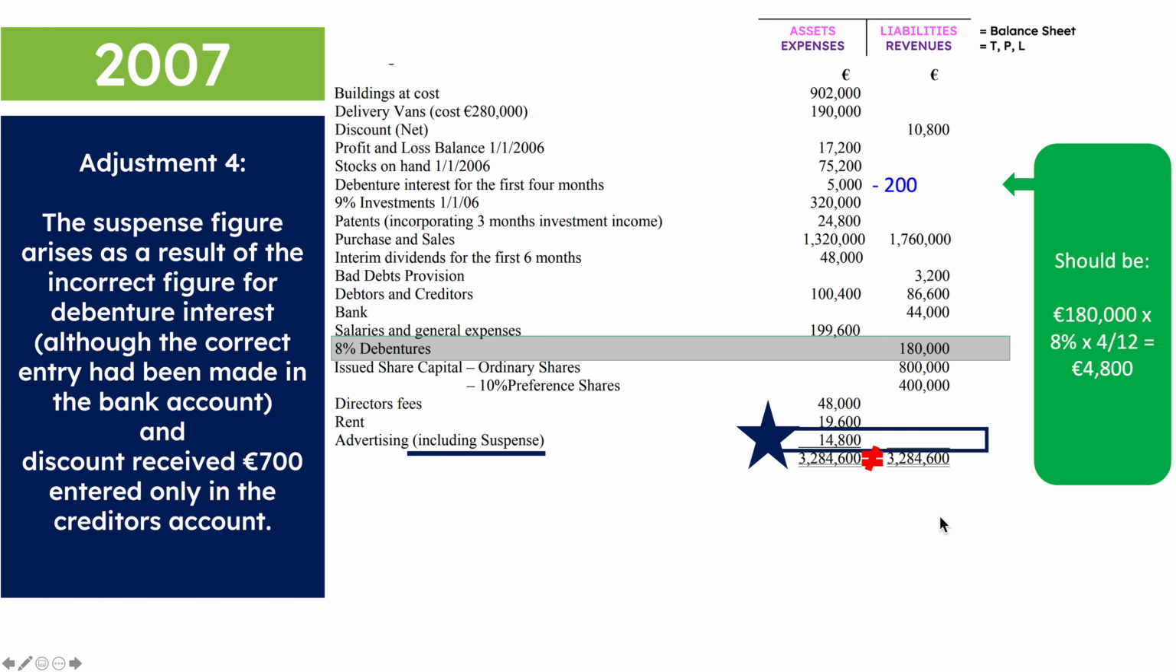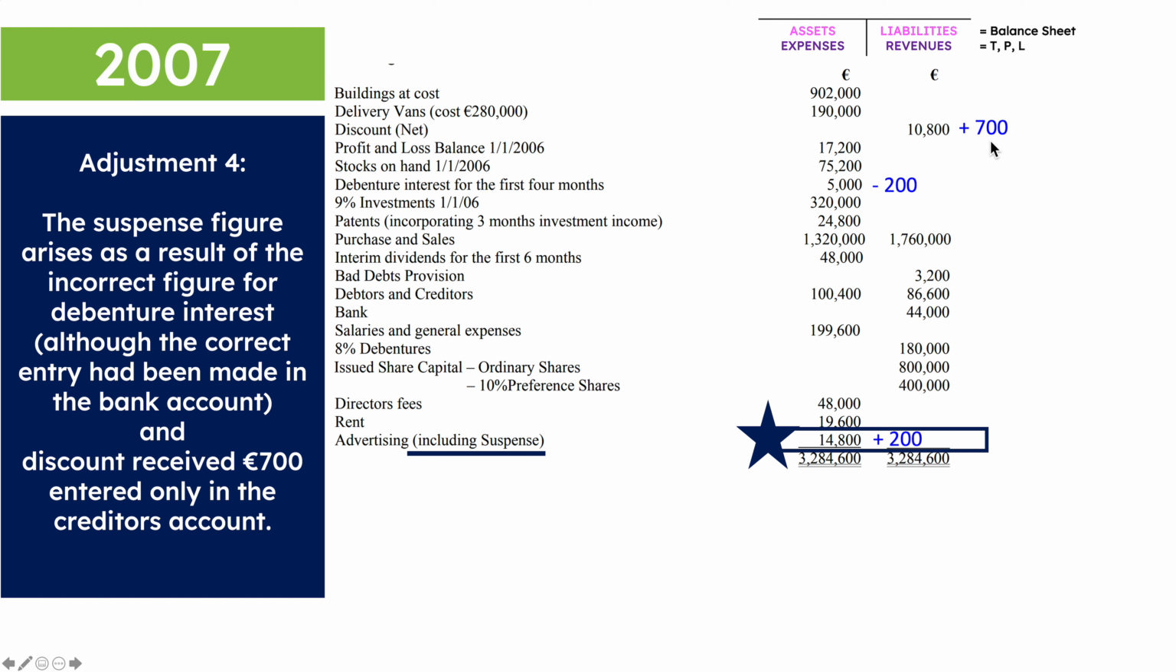Now my two sides do not equal. So how do I get them to equal? I will plus 200 here. And then we have discount received 700 entered only in the creditor's account. What other account does that need to go into? It needs to go into the discount account. So up here we have discount and it's on the credit side. So that is discount received. If I receive €700 more discount, I will add 700 there.